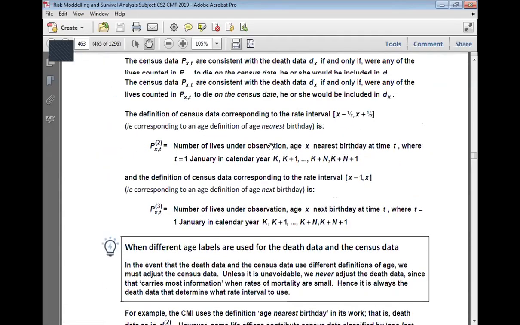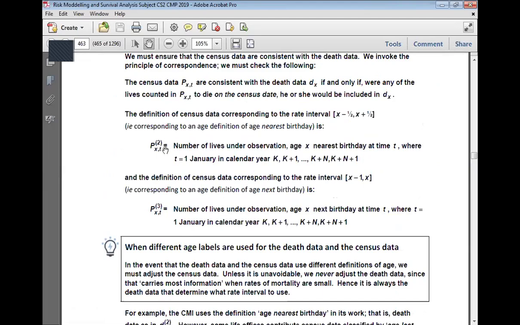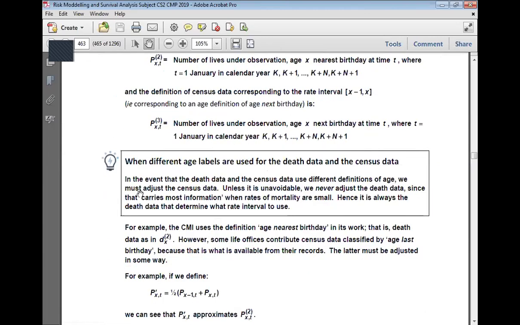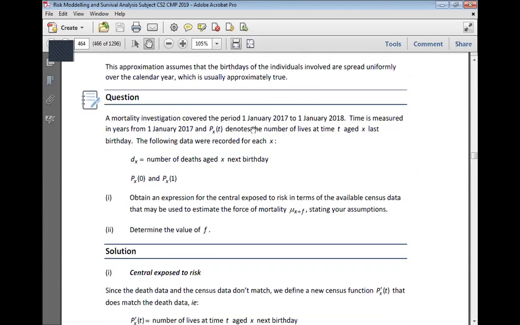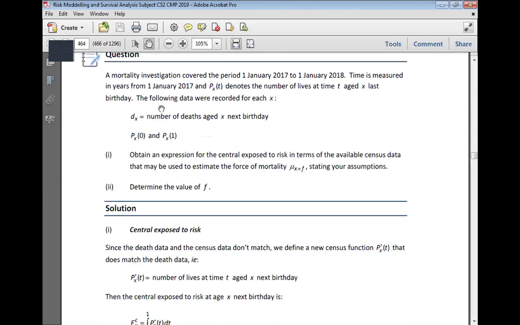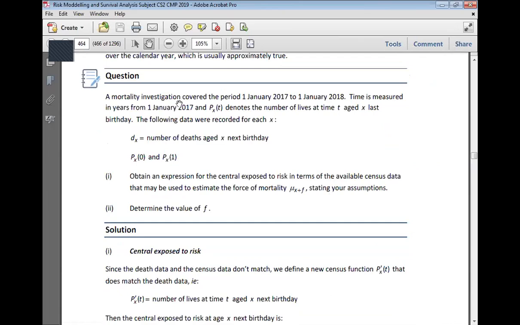So again, here they have just defined that you represent your px comma 2 as the number of lives, under the definition of age x nearest, and px3 denotes age x next birthday. And let us try to ignore everything and dive into the question. All right. So Mihir, can you read this question for us?